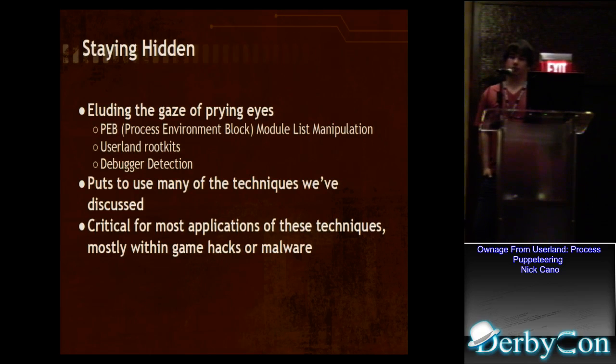We have some tricks with the process environment block and hiding any injected libraries you might have from debuggers and from reading the module list and whatever else, because the process environment block stores all of that information. We have a few functions you might want to look at if you're looking at implementing a userland rootkit. And then we have some debugger detection stuff.